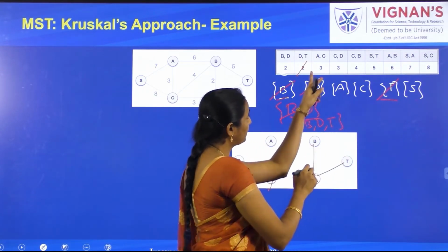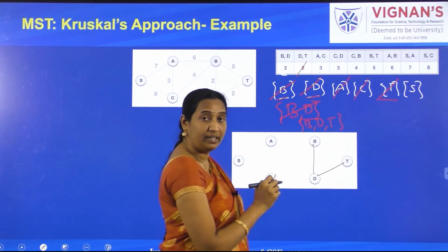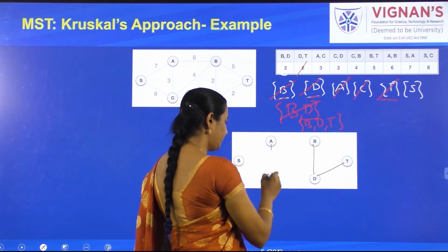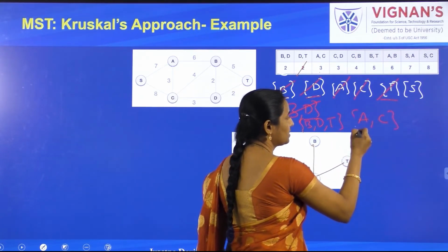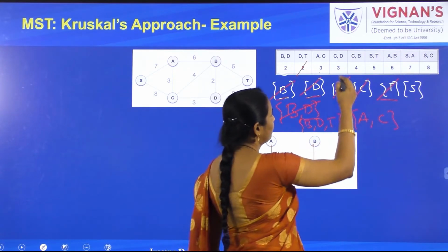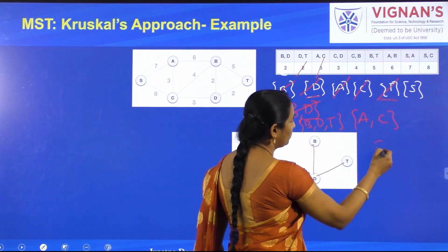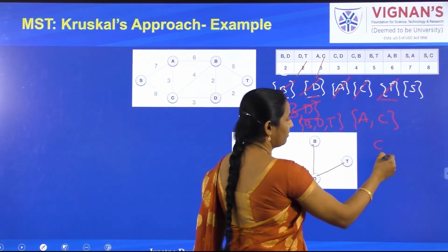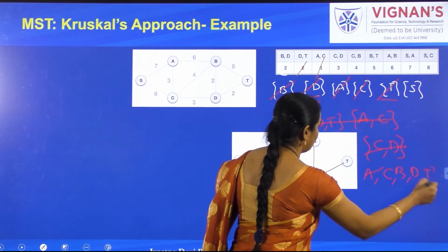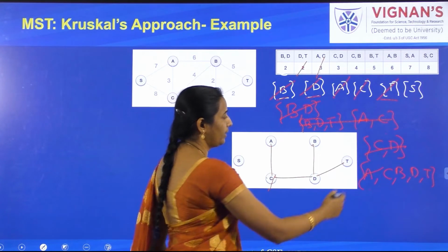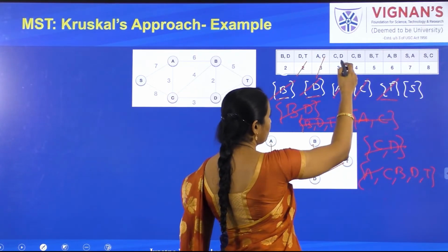And if you observe, AC is the next least cost edge, and A and C are belonging to different disjoint sets. I can very well add that also, and after that you need to make A and C a single set. After doing this, the next one is CD. C and D are also belonging to different sets, so CD also I can very well add. So A, C, B, D, T. Now S alone is in a single set and the remaining are in a single set. Now only two sets are left with us. So now CD is done.